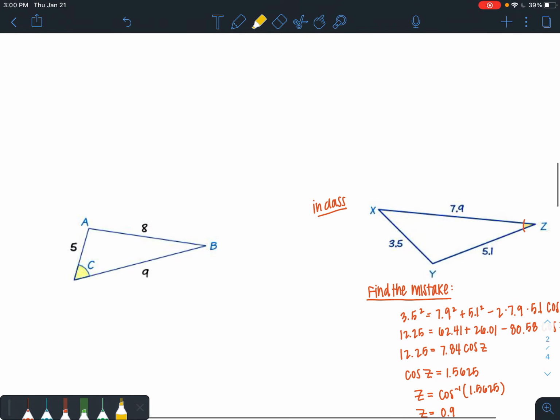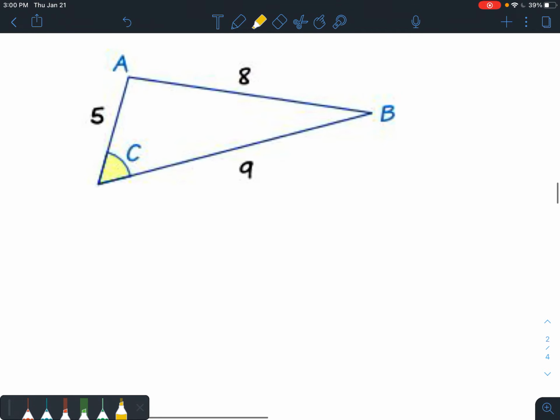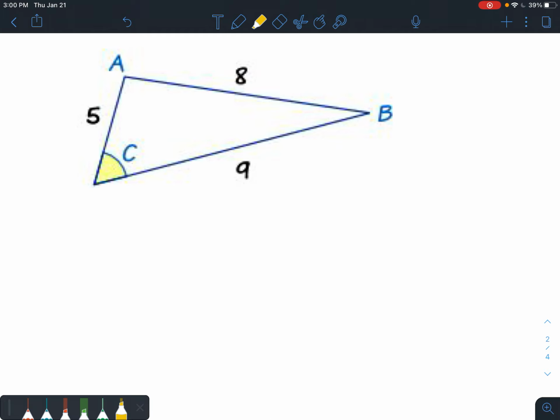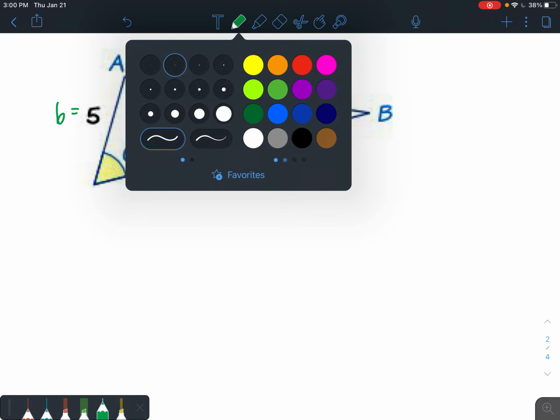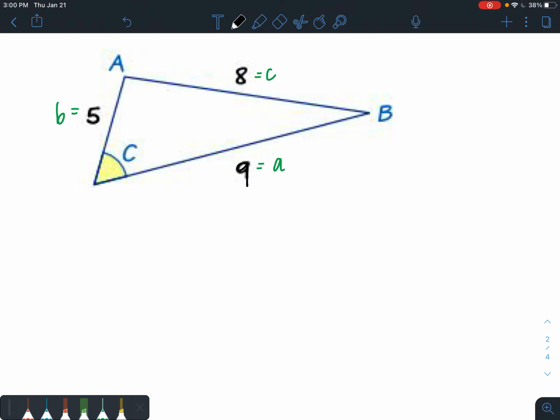Gonna leave that one there and do this one here. Okay. So here we have 3 sides. It's a little different, and we're gonna find C. So this is lowercase c, this is A, and this is B. That's a 9, by the way. So I'm going to use my equation. We're looking for c, so c squared equals a squared plus b squared minus 2ab cosine c.